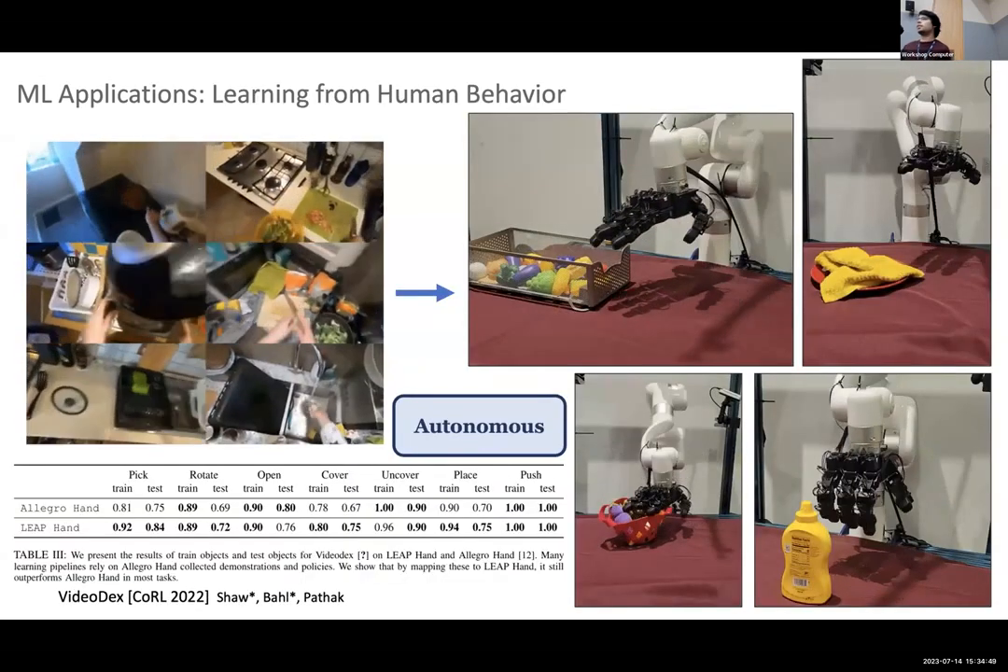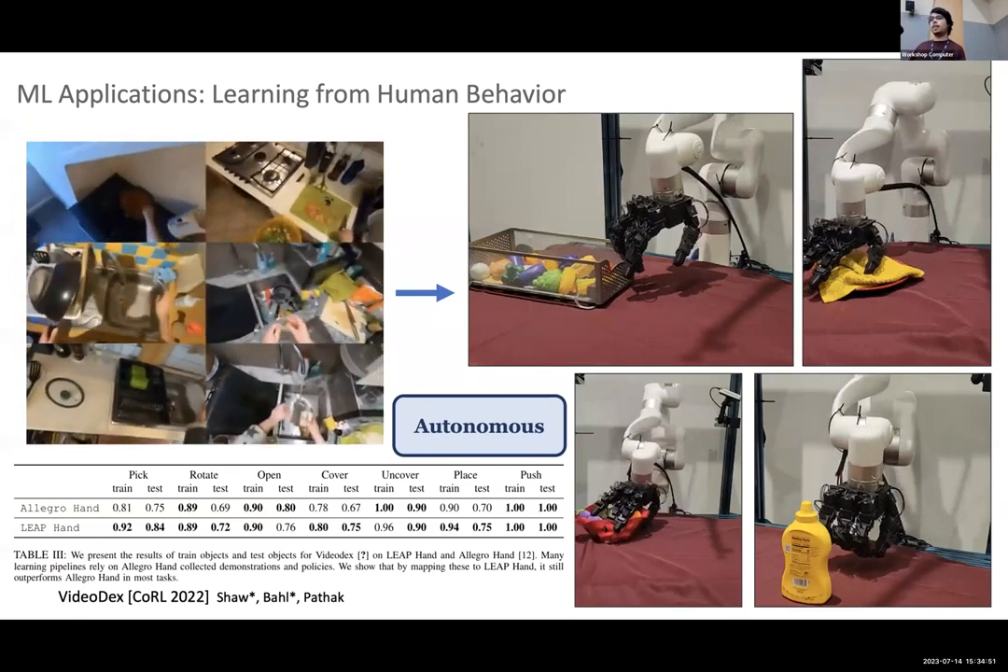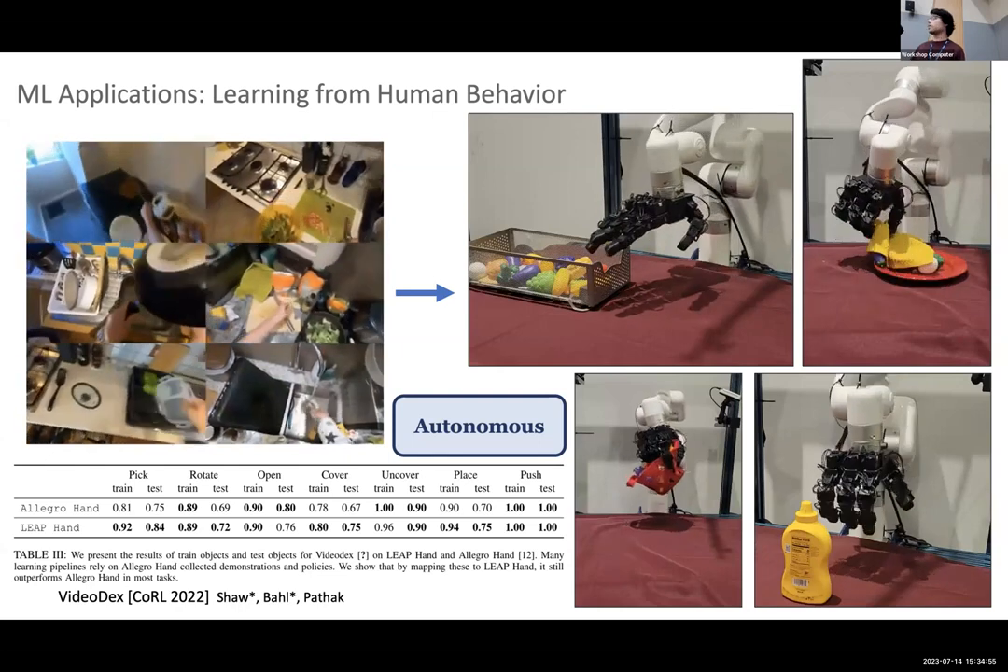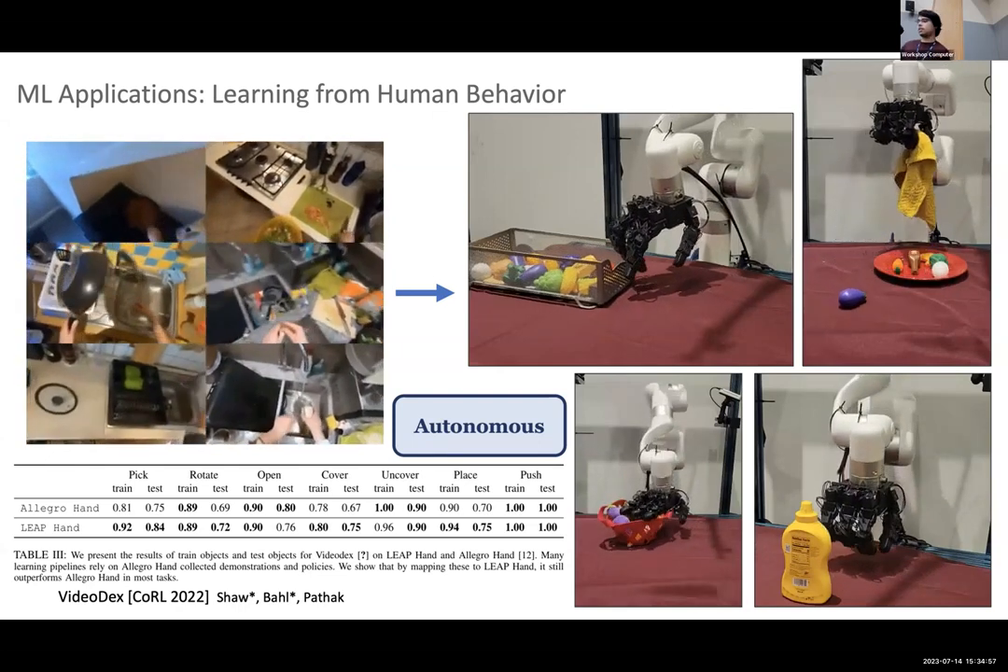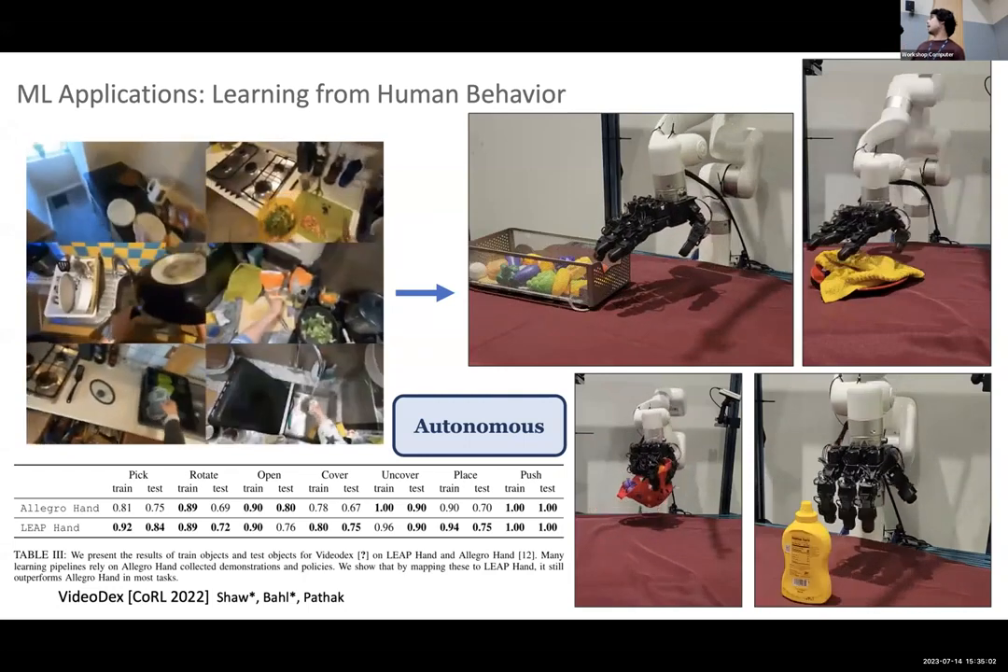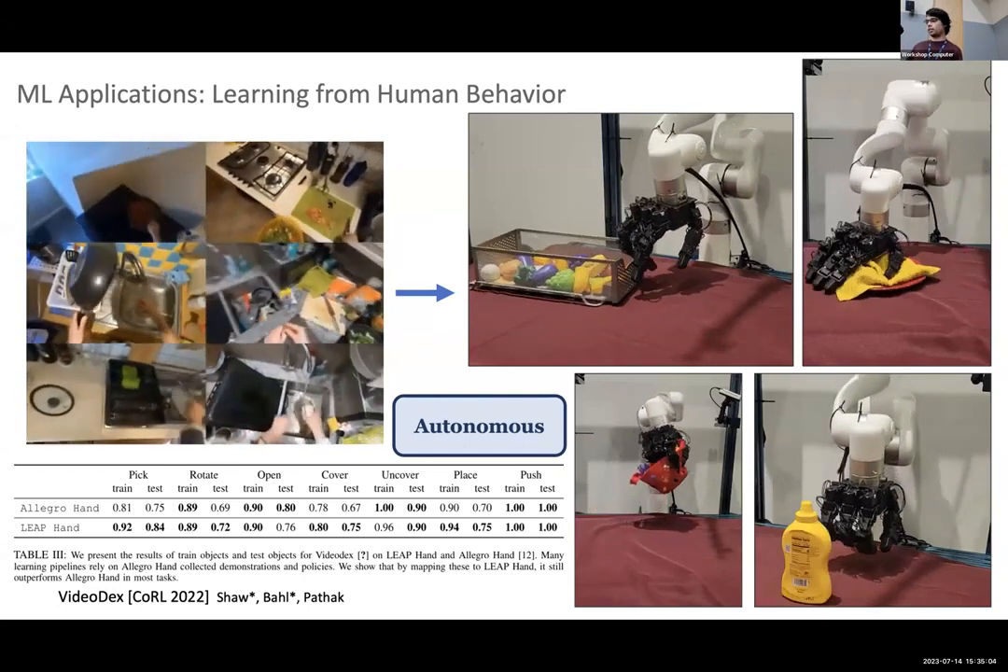Next, looking at learning from human behavior, we pre-trained priors from internet videos on Epic Kitchens. These are people using their hands in videos. And then we fine-tuned with a few real-world demonstrations. We see that Leap Hand outperforms Allegro in most of these tests. That's because Leap Hand has more accurate motors. It's also stronger.